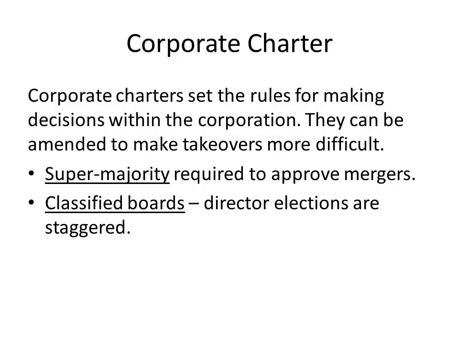And then there's also the concept of classified boards. This is where director elections are staggered. Imagine a board of 6 directors and they get re-elected every year. That means the entire board can get changed out at once. Now imagine that we only change out 1/3 of the directors every year, 2 this year, 2 the next, and 2 the year after that. That would take at least 2 years to get a majority of your people onto the board. That makes it harder to take over the corporation.